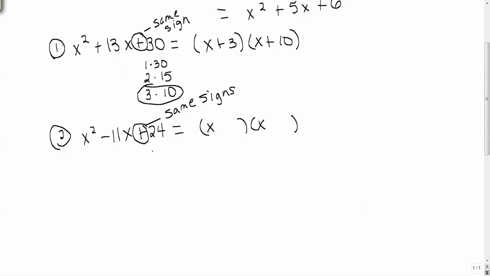Now we know whenever we pick these factors and we add them together, they're going to have to equal a negative 11. So that means that both of the numbers are going to have to be negative, because if they have to have the same sign and add up to a negative number, they're both going to have to be negative. So let's see, to get 24, it could be negative 24 times negative 1. It could be negative 2 times negative 12. It could be negative 8 times negative 3. And that's going to be it, isn't it? Because when you add these two together right here, that adds up to the negative 11. So this is going to factor to x minus 8 times x minus 3.